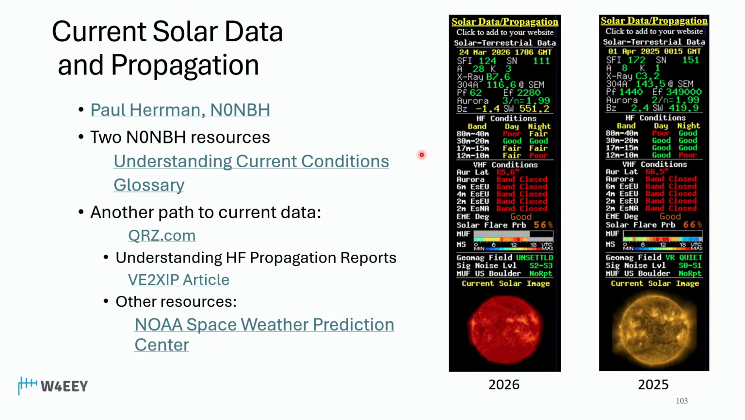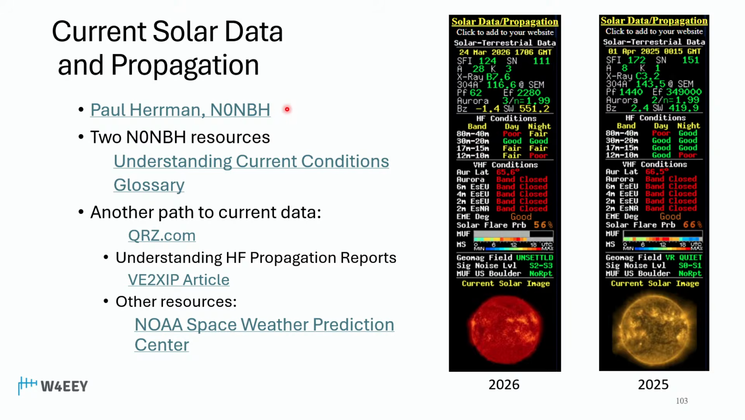This doesn't necessarily correlate to whether you're going to be able to talk or not, but it's a pretty good indicator of DX activity. I've had some contest results that were very encouraging when band conditions were terrible, but most of it was close-in stations. So this is Paul Herman, who came up with all of this.